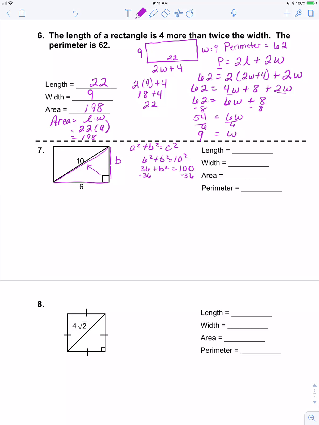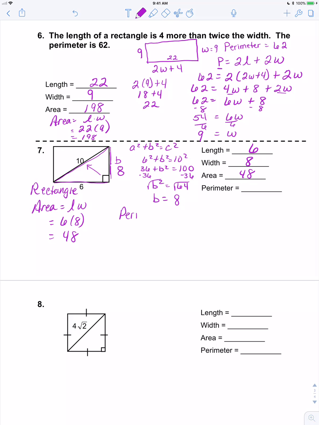Subtract our 36 from both sides, so b squared is equal to 64. We'll take the square root of both sides. The square root of 64 is 8. So b here is 8 on that side. So the length of this rectangle is 6. The width is 8. So the area, and again, we're talking about the rectangle, we're not talking about a triangle, they're just giving us that as a measurement, is length times width. Well, the length is 6. The width is 8. 6 times 8 is 48 for the area.